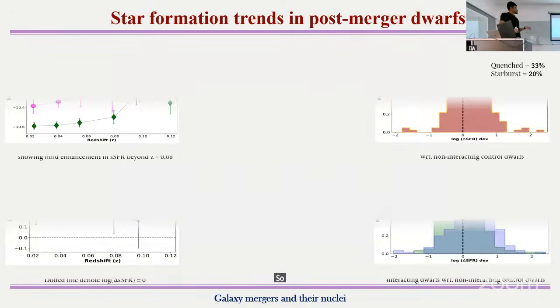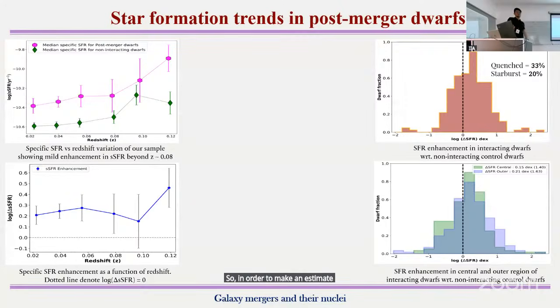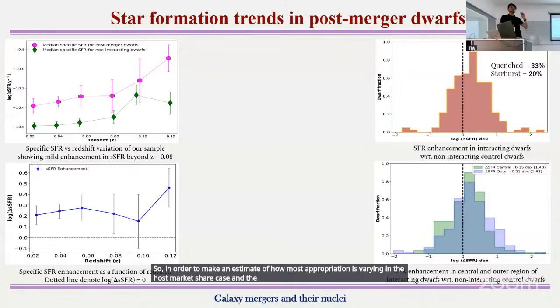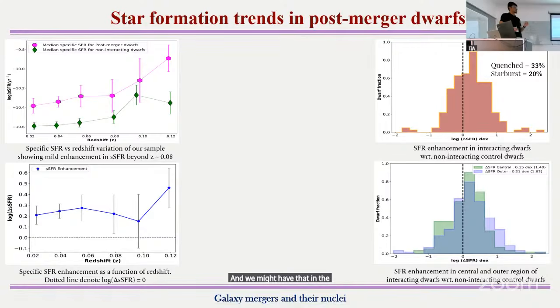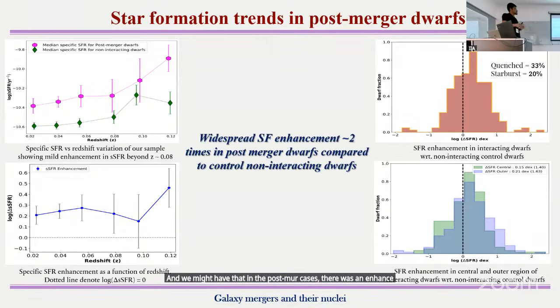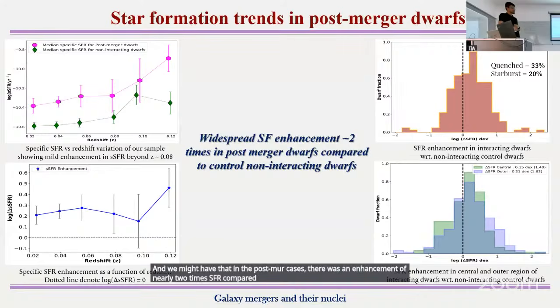In order to estimate how star formation varies in the post-merger case and the non-interacting case, we generate a control sample of non-interacting galaxies that is matched well in mass and redshift simultaneously. And we find that in the post-merger cases, there was an enhancement of nearly 2 times in SFR compared to the non-interacting case. Apart from that, we also compare the central region SFR and the outer region SFR for interacting and non-interacting galaxies, and we find that it is more or less similar.